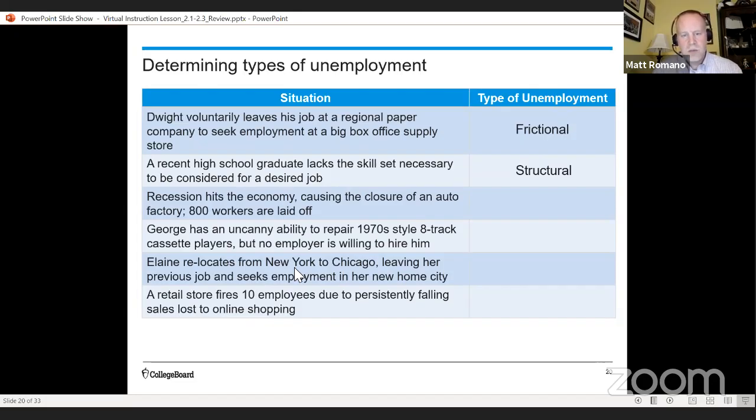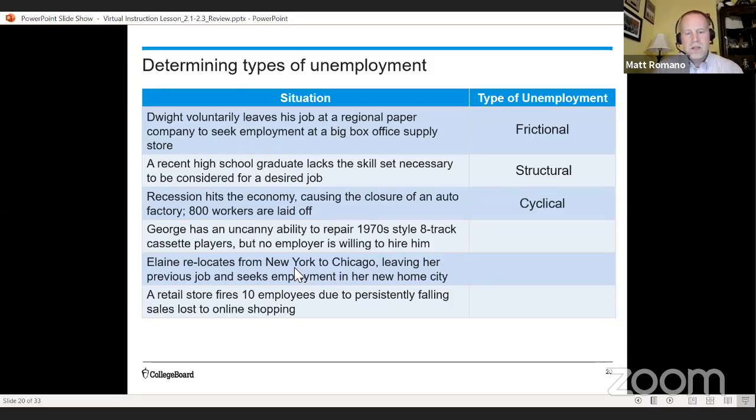A recession hits the economy, causing closure of an auto factory. 800 workers are laid off. So these workers, it's not that they couldn't do the job. It's not that they didn't have skills. It's not that they wanted to find a better job. It's just tough times. And the factory shuts down. They lose their jobs as a result. That is cyclical unemployment.